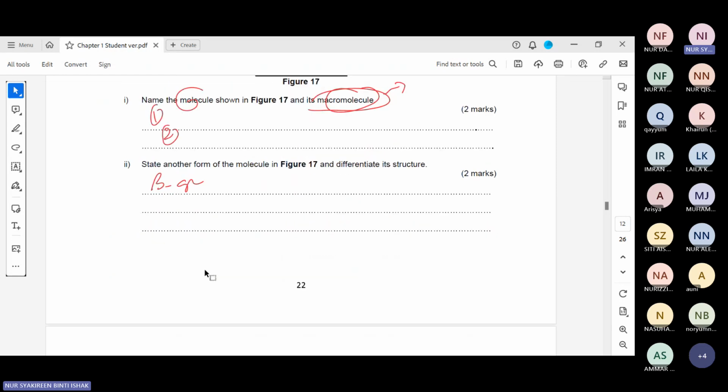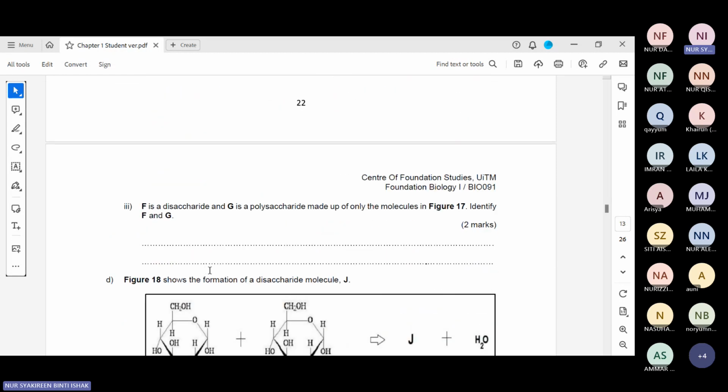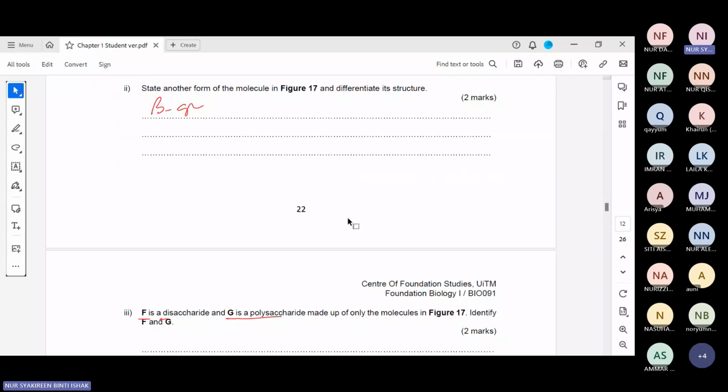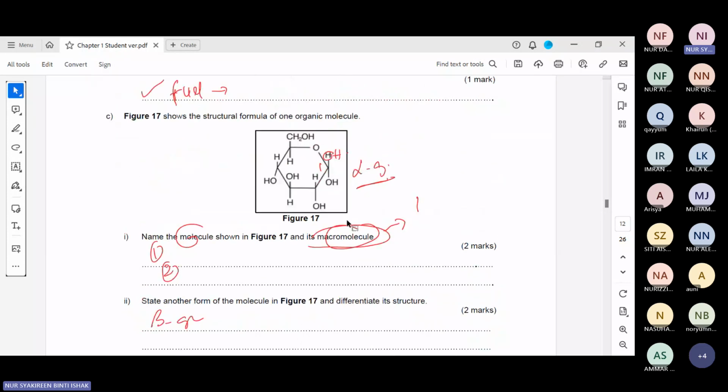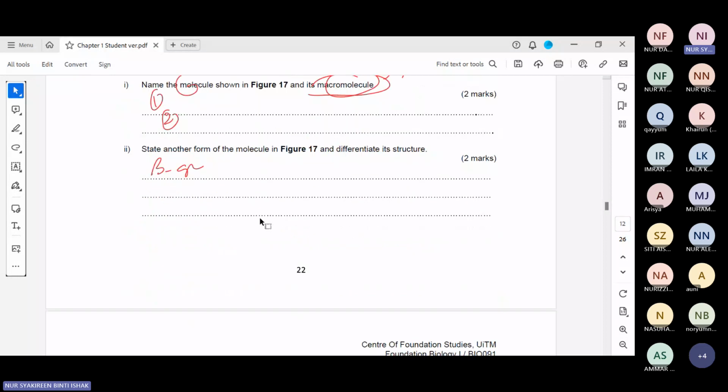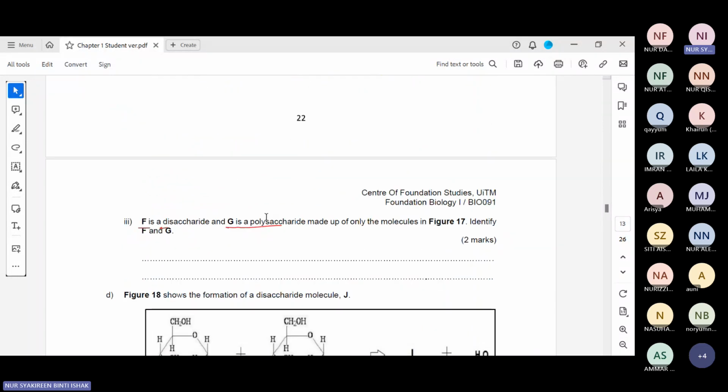So next question. Okay, soalan ni kena tengok dengan teliti lah. So it says here F is a disaccharide, G is a polysaccharide made up of only molecule in figure 17. So that's why kan saya cakap bila dia bagi gambar rajah, awak kena refer sebab dia adalah information untuk guna untuk jawab soalan. Okay, so identify molecule F and G.